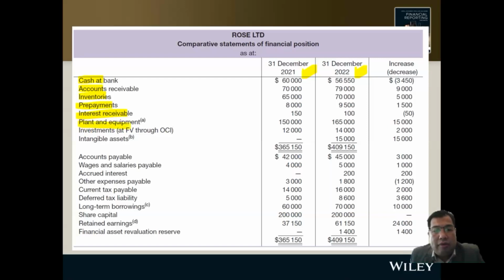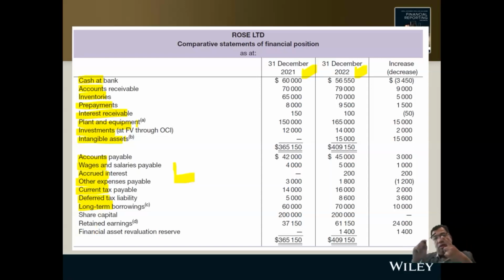Then we have your plant and equipment. This is your non-current asset, investment, intangible. So these are all your assets. And then below are your liabilities, and also equity: account payable, wages, salaries payable, accrued interest, other expense payable, current tax payable, and then you have deferred tax liability, long-term borrowing. So these are all your liability, and then you have your equity, including your reserve, share capital, retained earning, financial asset, revaluation. So you will be given these 2 documents.